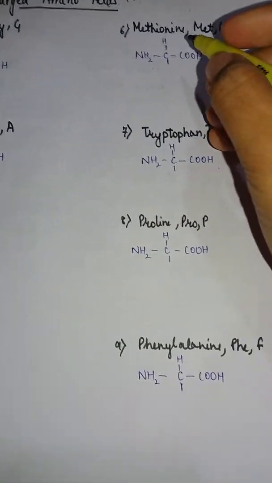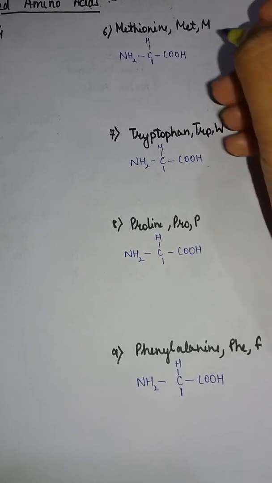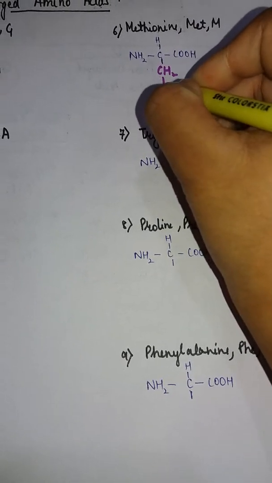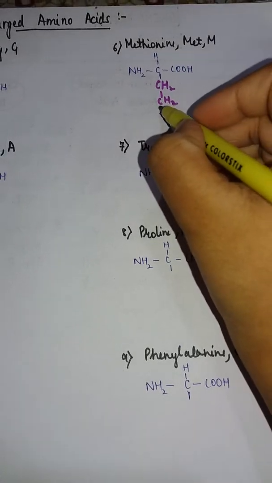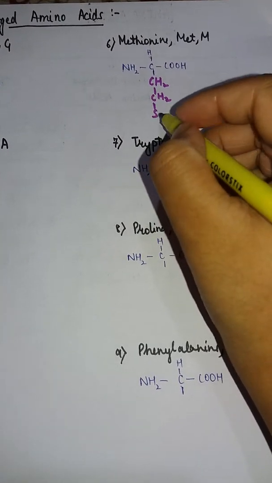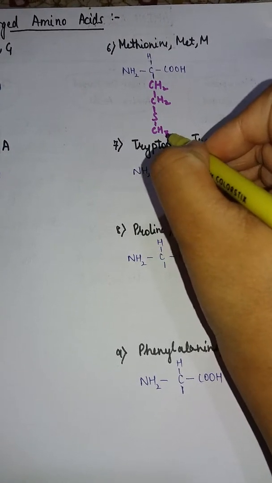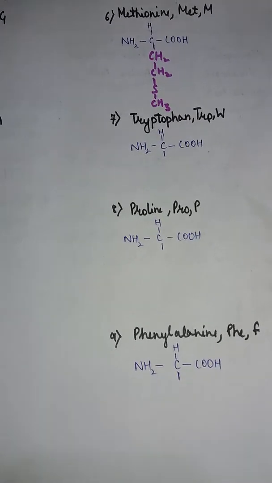Now let's talk about methionine. As I've talked, it contains sulfur. It contains 3 carbons. After 2 carbons there is the presence of 1 sulfur atom, which is further attached to 1 methyl group, CH3.